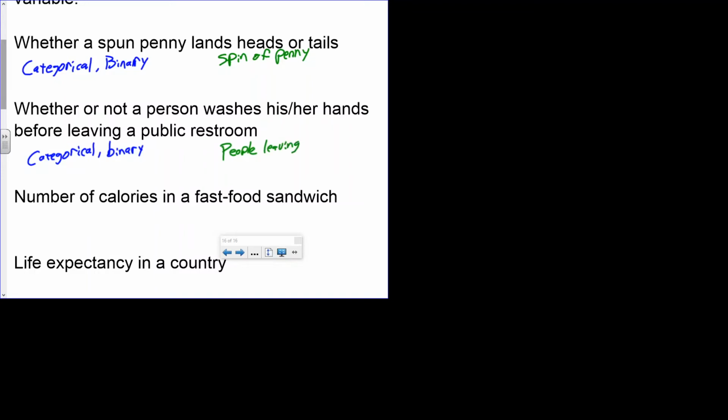And we often want to clarify this as much as we can. So it's not just any people, but personally people leaving the public restroom, because not everyone is going to answer this question. You grab someone who's entering the restroom, they're not going to answer it because, well, they haven't washed their hands yet, or not, as the case may be.